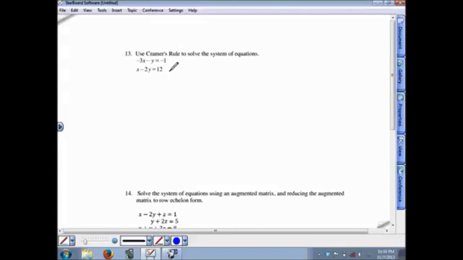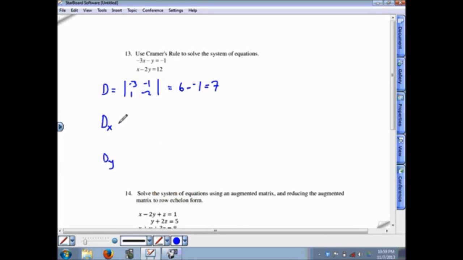Question 13, using Cramer's rule to solve. Cramer's rule involves setting up a series of determinants and then dividing them to find your values of x and y, or z, however many variables you're looking for. So if you're looking for 2 variables, you need 3 determinants, d, d sub x, and d sub y. The determinant d is simply the determinant formed by the matrix of the coefficients of the variables. So this is negative 3, negative 1, 1, and negative 2. The determinant is going to be AD, negative 3 times negative 2, which is 6, minus this cross product here, so that's minus negative 1, and that's 7.